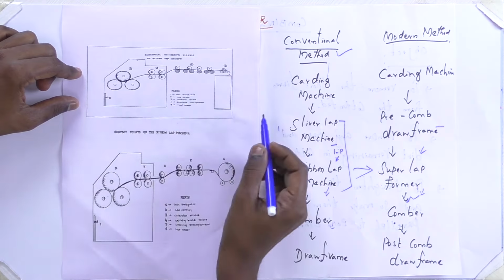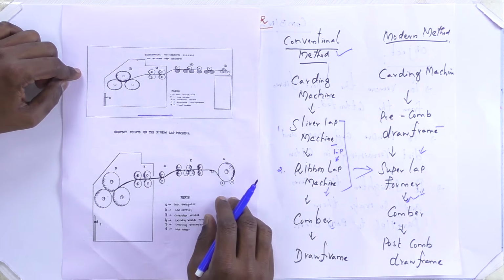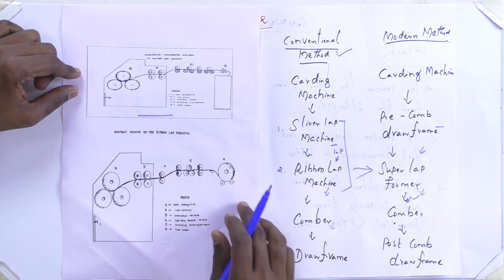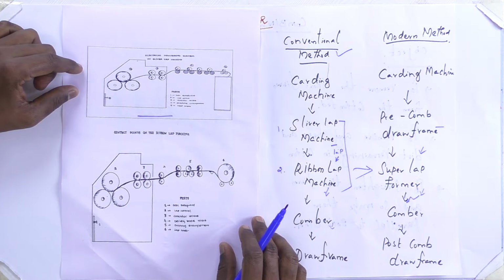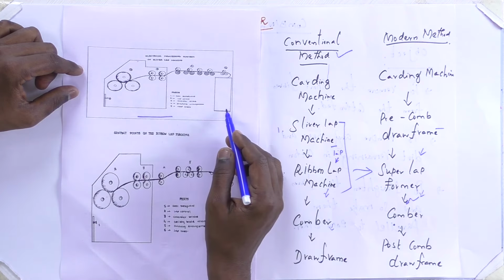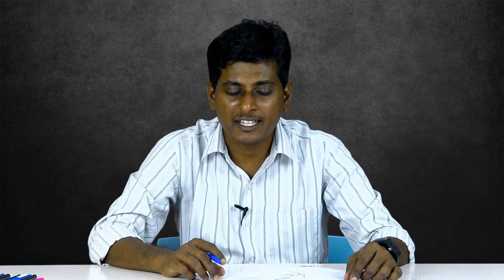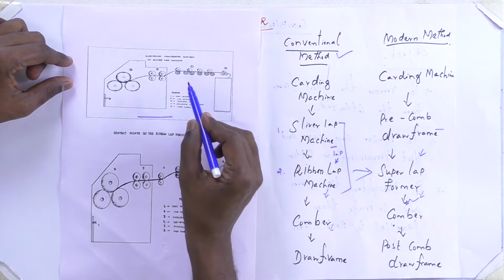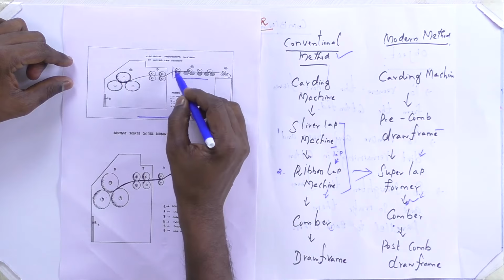This diagram explains the passage of material through the sliver lap machine. Here around 24 to 36 carded slivers are fed. They are combined together. The doubling takes place here. The sliver lap machine is otherwise called the sliver doubling machine. The 24 to 36 slivers are doubled here. There is a drafting unit. Here we apply draft.